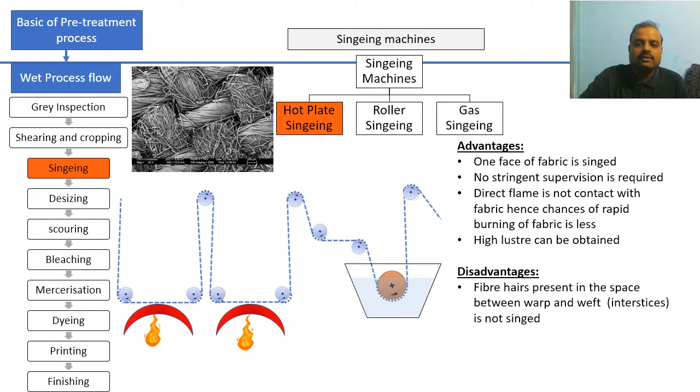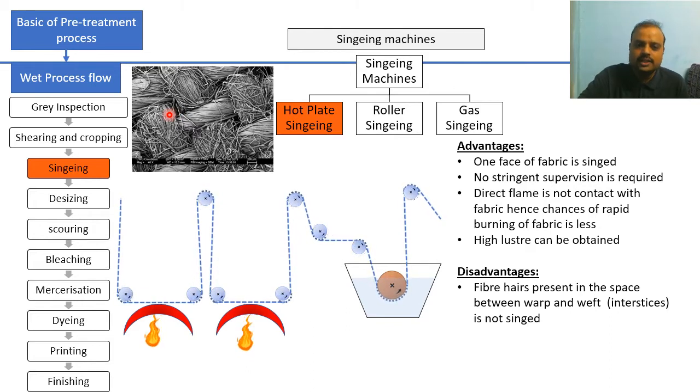Disadvantage: fiber hair present in the spaces between the warp and weft does not get singed. You can see over here, these are the warp and these are the weft, and there is a small hole present in between them. These are called interstices between the warp and weft, and the fabric passes over the hot plate. During this passage, the hairs present in between these interstices will not get singed.